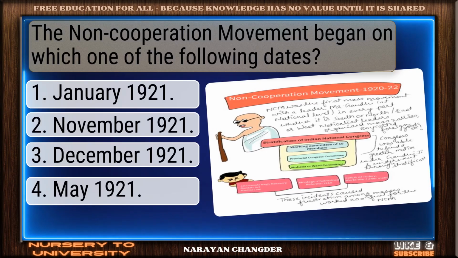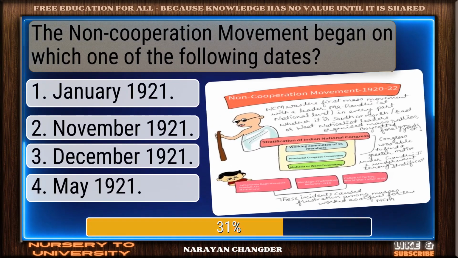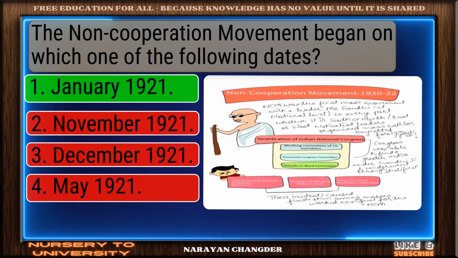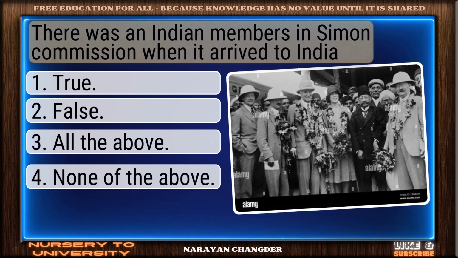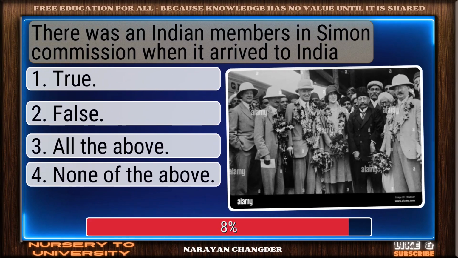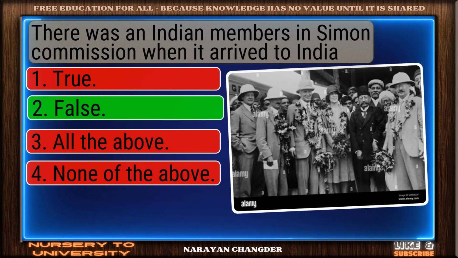The non-cooperation movement began on which one of the following dates? January 1921 is true. There was an Indian member in the Simon Commission when it arrived in India. Correct. False is spot on.